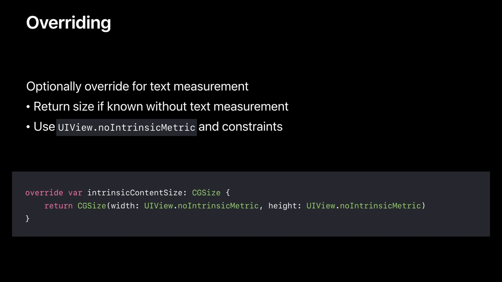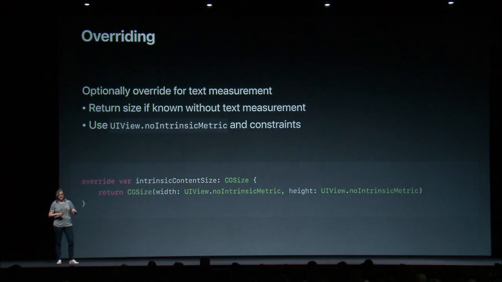And what this will do is tell the parent, hey, I already have my size. Don't bother to do the text measurement. So obviously, this only works if you're not trying to do text measurement yourself. But it can help some apps improve their performance. So I wanted you to know that this little trick exists.